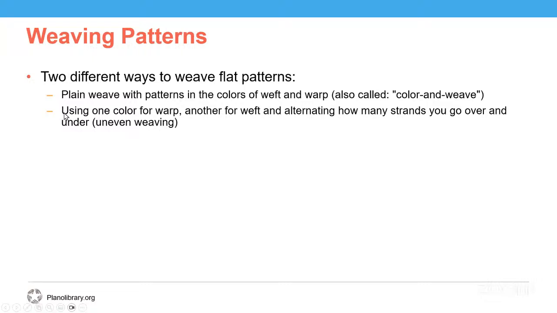We can also use one color for the warp and another color for the weft and alternate how many strands we go over and under. I call this uneven weaving. So instead of going under one and then over one, we can go under one over three, under one over three, under one over three. And that will create a different pattern depending on where we start.